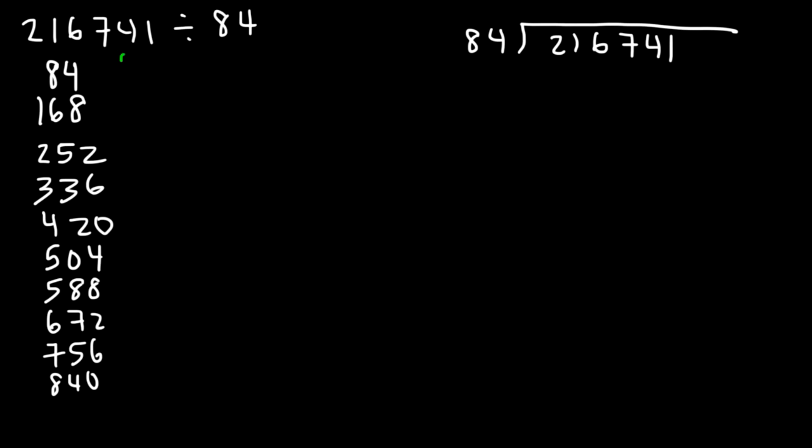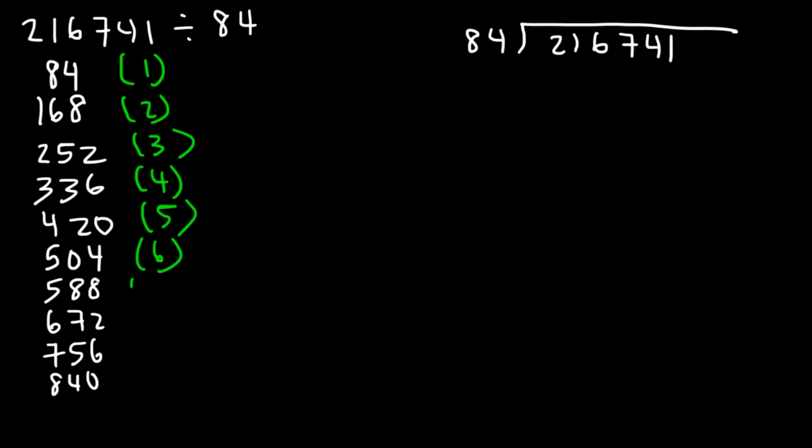But let's write down our numbers. 84 times 3 is 252. 84 times 6 is 504. And 84 times 9 is 756. So how many times does 84 go into 216? 84 goes into 216 two times. 252 exceeds 216, but 168 is the highest number that's less than it.